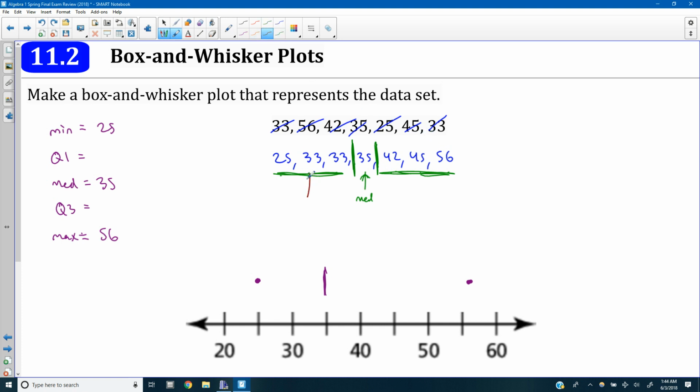So Q1 is the median of this list of 3 numbers here. That's Q1, which is 33. It's a little closer to 35 than it is to 30, which I clearly did not represent very well. There we go. And then 45 is your Q3. It's all the way over here.